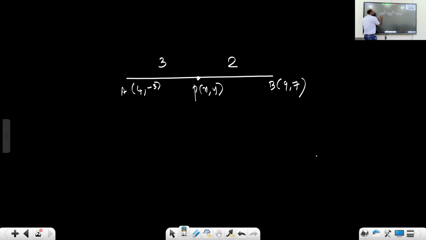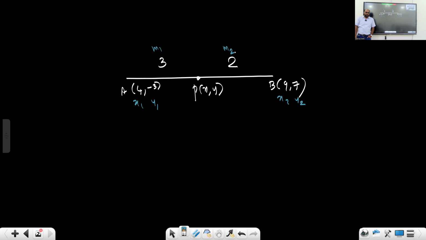This extreme point we always call x1, y1. Mark it in the diagram. This is x2, y2. And these are our m1 and m2.